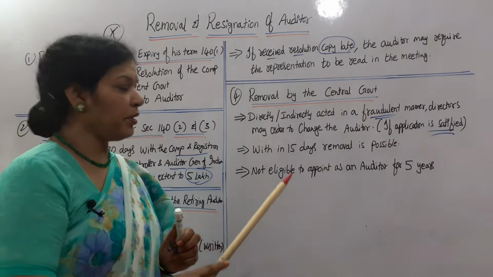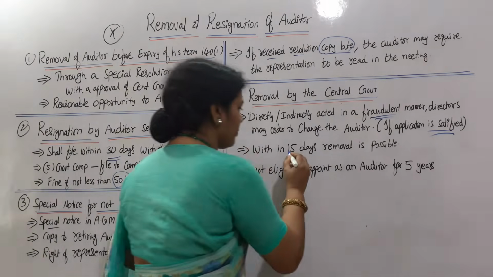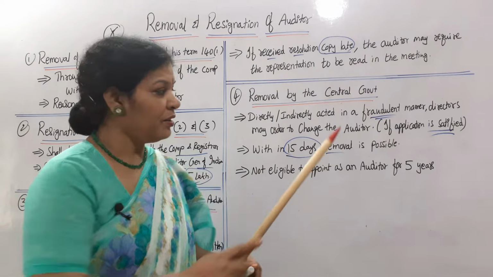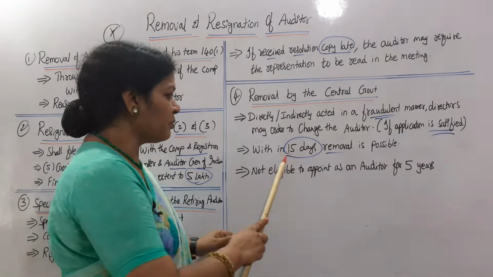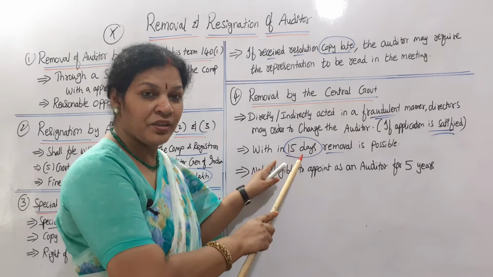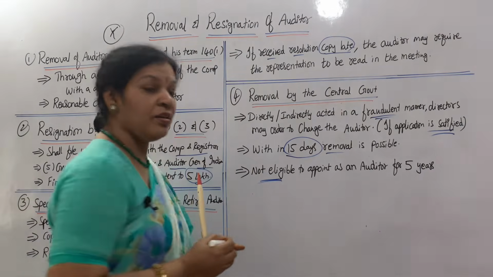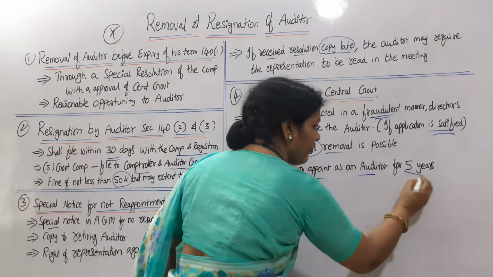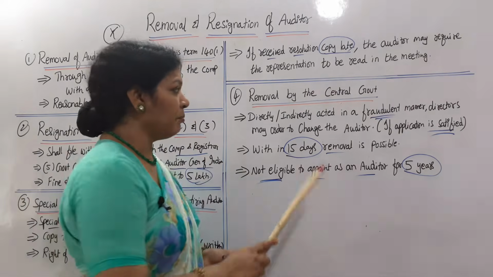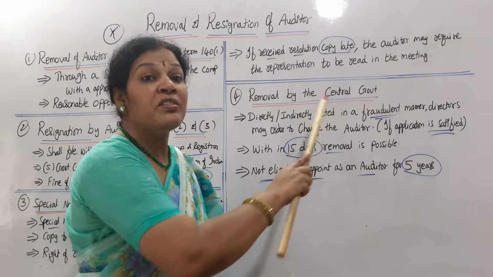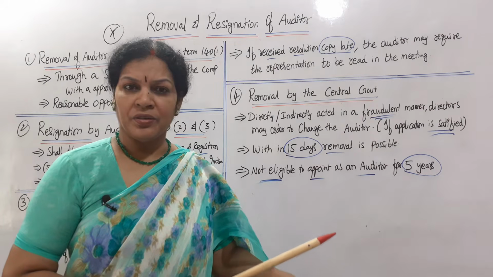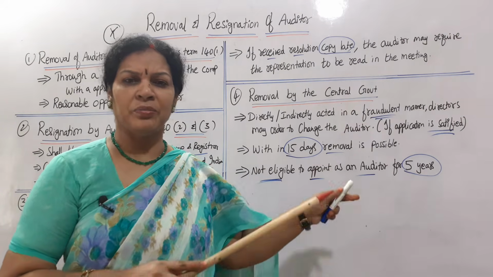And here in this second point, remember, within 15 days removal is possible. Who is going to remove? Central government, okay. So if the application is satisfied, then his removal is possible within 15 days. And third point, remember, when he is removed within 15 days, the auditor is not eligible to be appointed as an auditor for 5 years. For the next 5 years he is not going to work as an auditor in any company, because the auditor was removed by the central government. Why through the central government? Because he got a bad spot and his work was not satisfactory, dishonest, and also something fraudulent, they found it.